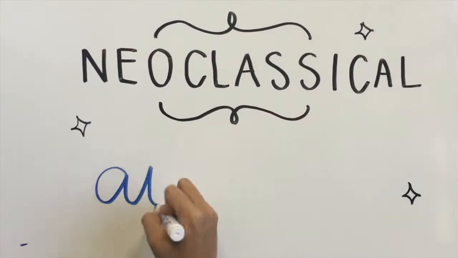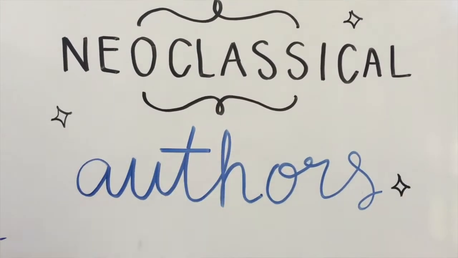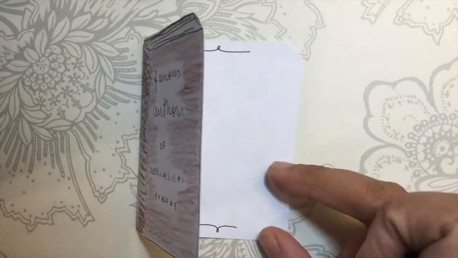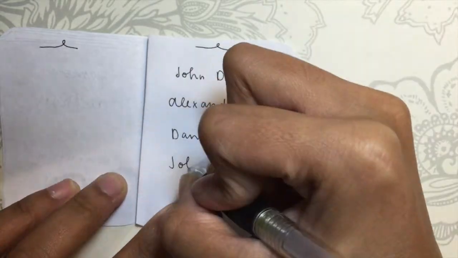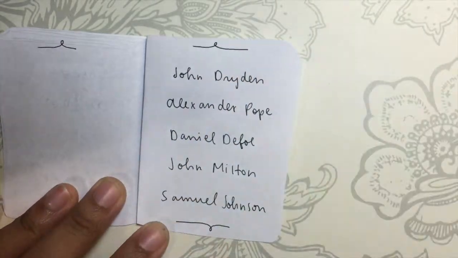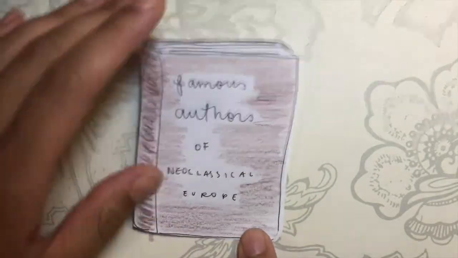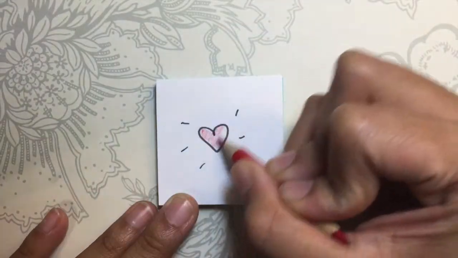Next on the Neoclassical roll call are the authors. We have many inspirational and philosophical authors such as John Dryden, Alexander Pope, Daniel Defoe, John Milton, and Samuel Johnson, who have all exemplified the role of being great poets. The ones who touched our hearts the most through their amazing poetry are as follows.